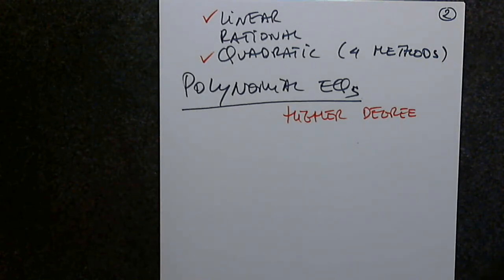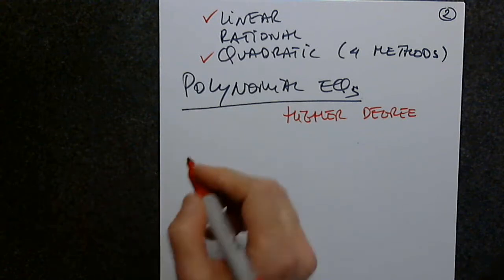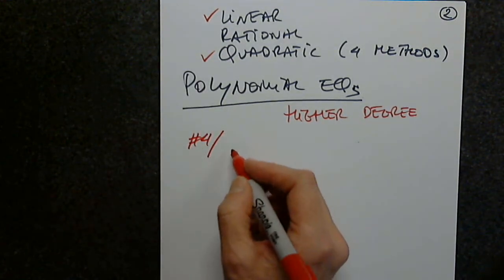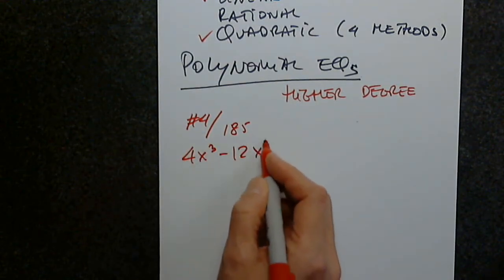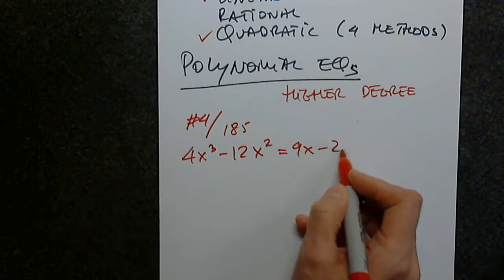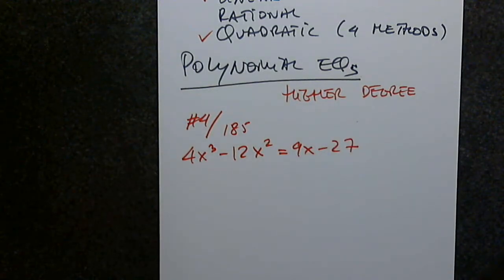So let's look at the first example. We are on page 185, problem 4: 4x cubed minus 12x squared equals 9x minus 27. First thing I have to identify is the degree of the polynomial. Is it a polynomial equation? Yes, it's a polynomial equation, because the polynomial has degree. Which degree? Third. Very good. Third degree.